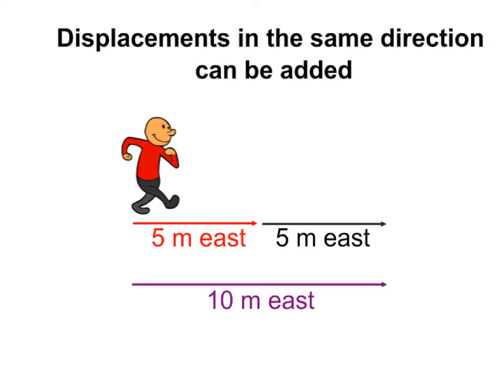Displacements in the same direction can be added. Let's say we have Joe here. Joe is walking east, and he's walking 5 meters east. That is represented by this line right here. Then he stops, and then he walks 5 meters east again. What is his total displacement? Well, these are in the same direction, east and east. We can just add them since they are in the identical same direction. We can say 5 plus 5, and we can say his total displacement is then 10 meters east.